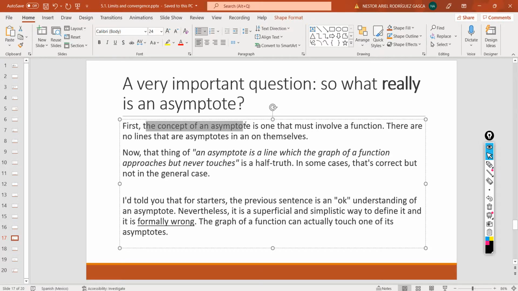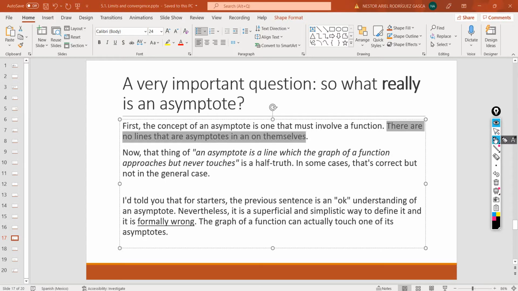The concept of an asymptote is one that must involve a function. You have to understand that, guys. So what I'm trying to say is this. There are no lines that are asymptotes in and of themselves. If somebody draws a line in a Cartesian plane, so you have the Cartesian plane, and I don't know, let's draw this horizontal line. You cannot say that this is an asymptote because the very concept of asymptote should involve a function.